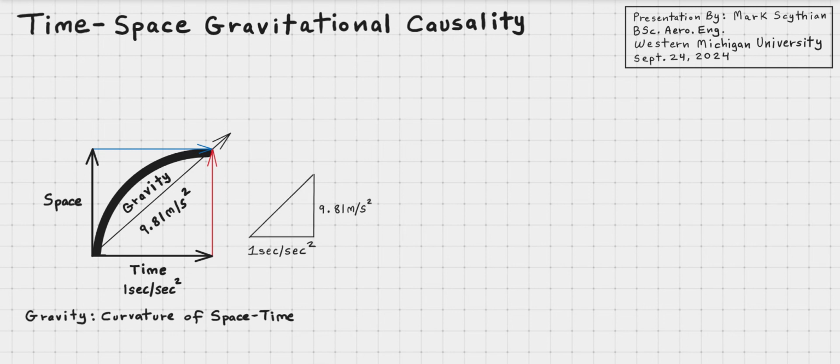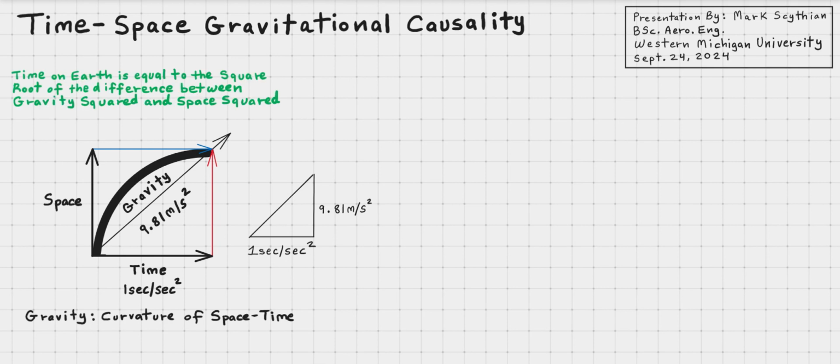So we always add vectors head to tail, so we'll assume that the rate of change is zero and that gravity is constant, which it is. And this is with respect to the gravitational acceleration on Earth. But if we look at the time-space relationship, the time on Earth is equal to the square root of the difference between gravity squared and space squared.